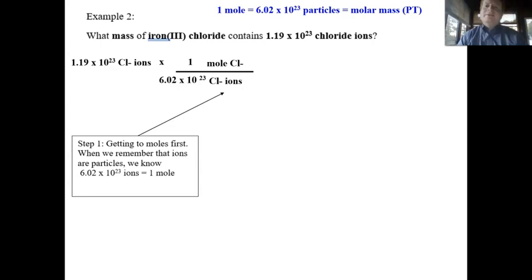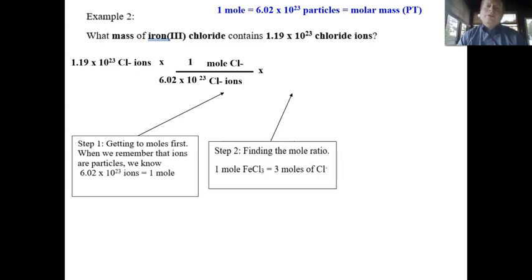And then the next thing we're going to do, step 2, is to get to moles. Do the mole ratio. So on the bottom, I'm going to put moles of Cl minus because I want that gone from the last part. And on top, I'm going to put moles of FeCl3. And then in the formula, I see that there's 3 Cl's for every 1 FeCl3. Or in other words, there's 1 mole of FeCl3 for every 3 moles of Cl minus. So I'll go ahead and put that ratio in.